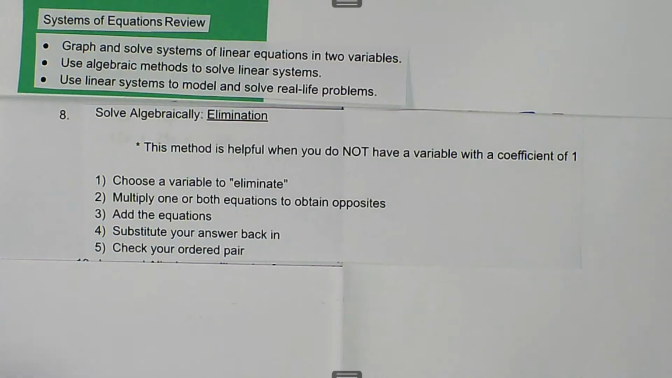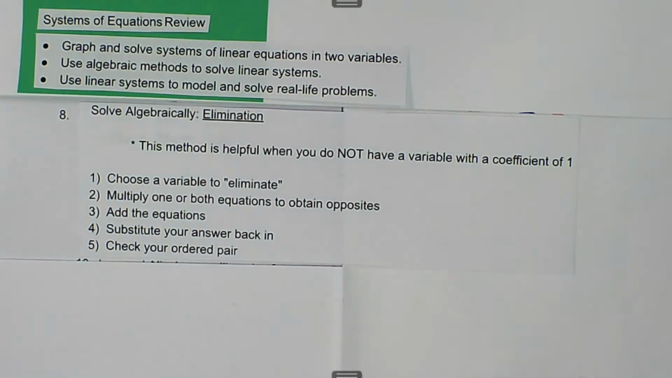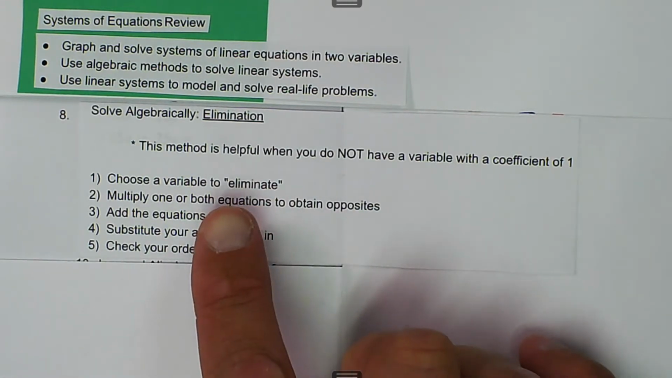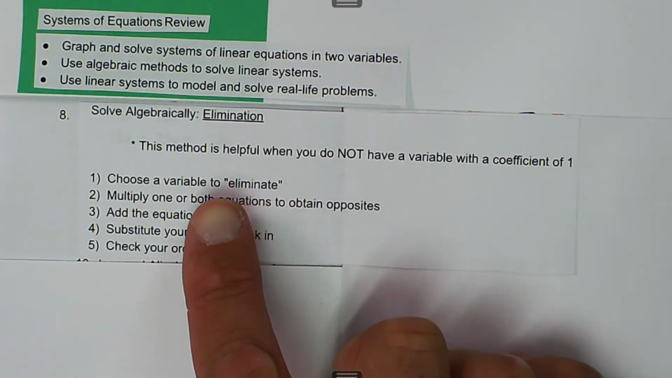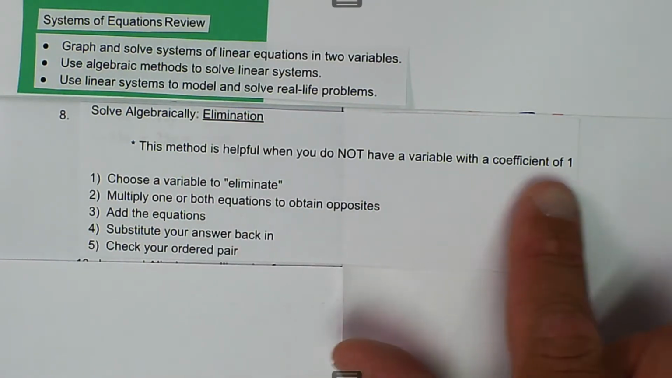We're talking about solving systems of equations. We want to solve them by graphing and using algebra. And one of the methods we can use is elimination. This method is helpful when none of the variables have a coefficient of 1.